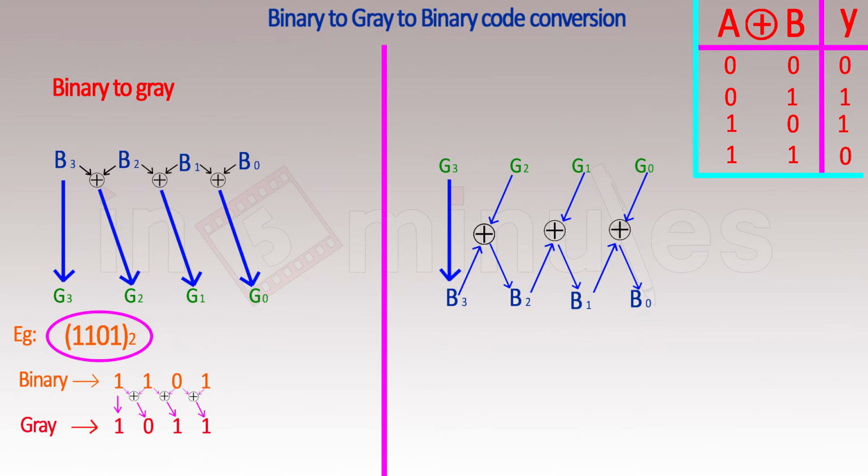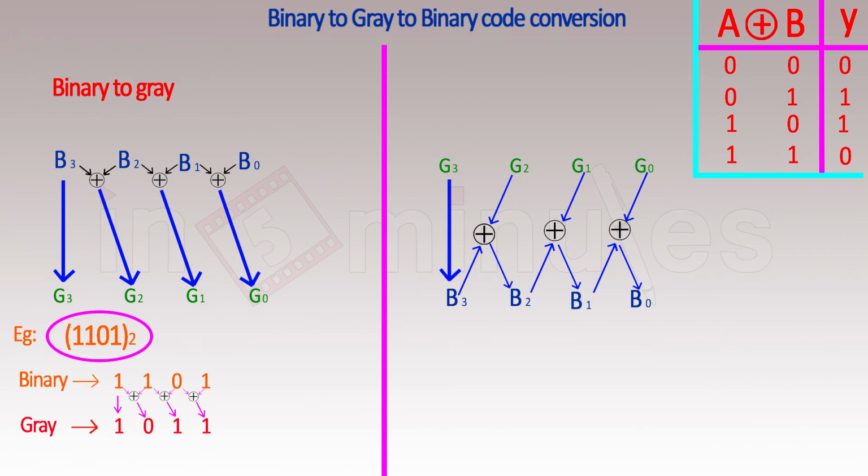So you should be very careful while converting gray to binary, because if either of the bits is missing or you mistake the bit B3 or B2, the rest of the code following B2, that is B1, B0, will be wrong. So be careful while solving gray to binary code.